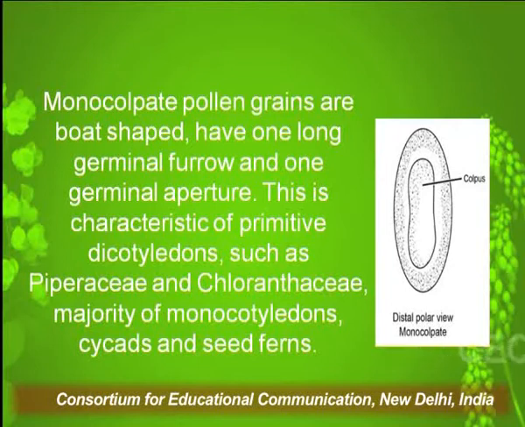In this slide, you can see that monocolpate pollen grains are boat-shaped. They have a long germinal furrow and one germinal aperture. This is characteristic of primitive dicotyledons such as Piperaceae and Chloranthaceae, and also the majority of monocotyledons, cycads, and seed ferns.